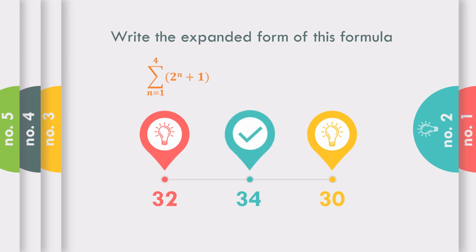How to get 34? The first term is equal to 3, the second term is 5, the third term is 9, the fourth term is equal to 17. If we add all in all, the answer is equal to 34.